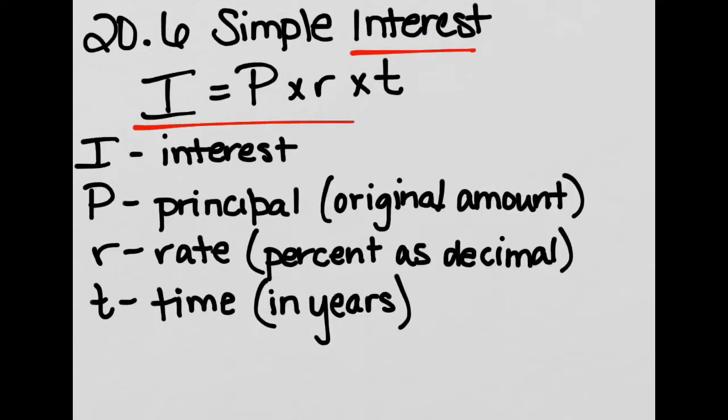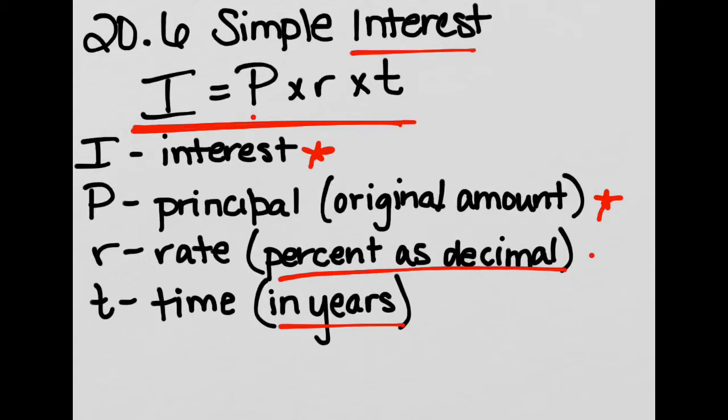So interest is a percentage that is put on top of whatever amount is borrowed. So this right here is our formula for interest. I equals P times R times T. The I is our interest, the extra amount that you will pay on top of what is borrowed. The principal, that is what our P represents. Principal is the original amount. The R is your rate, and you always want to write your rate as a decimal. And your time is your time in years. Then we multiply them all together, and that will give you your interest.